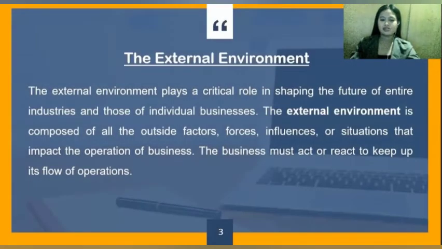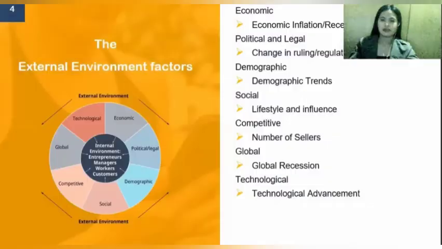So the question is, what is the external environment? The external environment plays a critical role in shaping the future of entire industries and those of individual businesses. These are composed of all the outside factors, influences, forces, and situations that impact the operation of the business. Now the business must act or react to keep up its flow of operations. It is also said that the external environment has an indirect influence on business operation, and these factors are uncontrollable by the business. So here are the 7 external environmental factors.